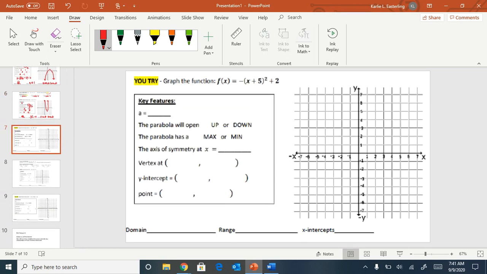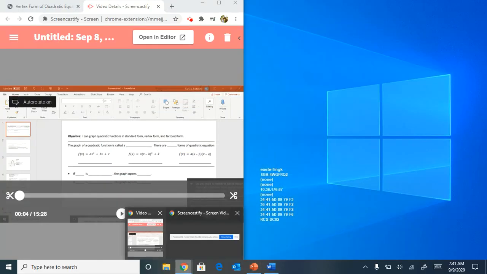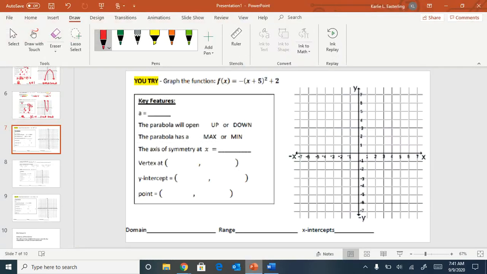All right, so this one I'm going to have y'all do on your own and then check your answers. A here is going to be -1. The parabola is going to open down because of that negative a there. The parabola is going to have a maximum because it opens down. Our vertex is going to be at -5, +2, so it'll be at -5.